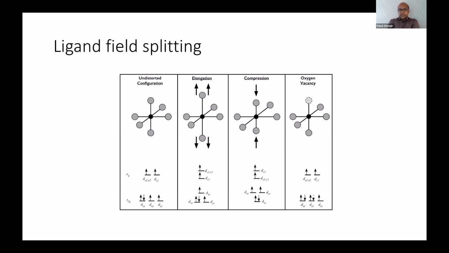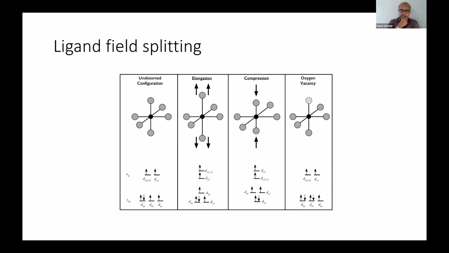So the local symmetry around cobalt in this system is octahedral, and this is a figure that I casually borrowed from Dario. I don't know if Dario is watching this presentation. Dario Arena, thank you for this.